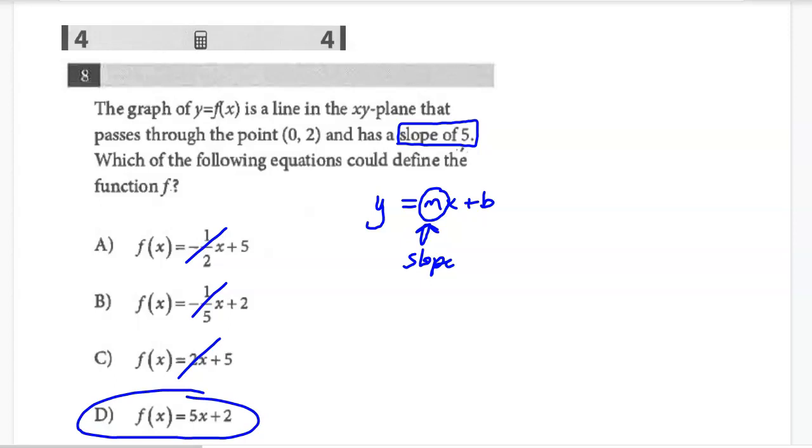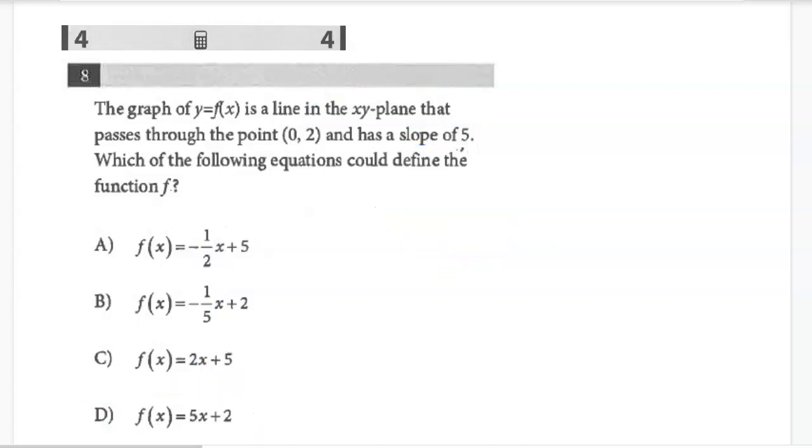You also could use the fact that 0, 2 is the y-intercept. That's another key feature of the graph that we could have used. And a y-intercept of 2 is this back number. That one would have eliminated a couple of them. You'd have still had this one that could have worked, but it had the wrong slope. The correct answer there is D.